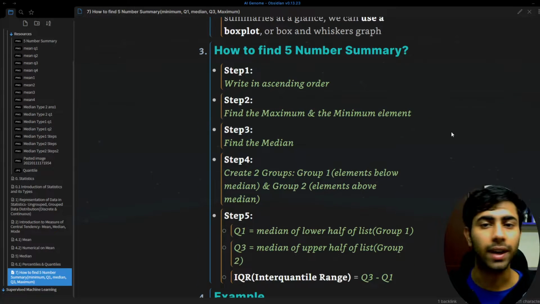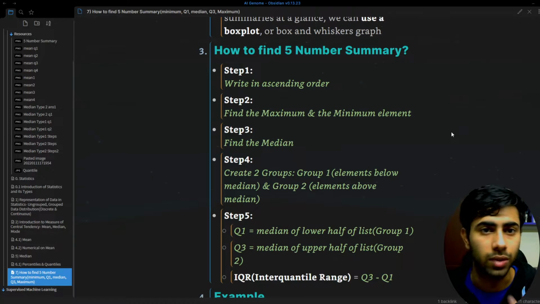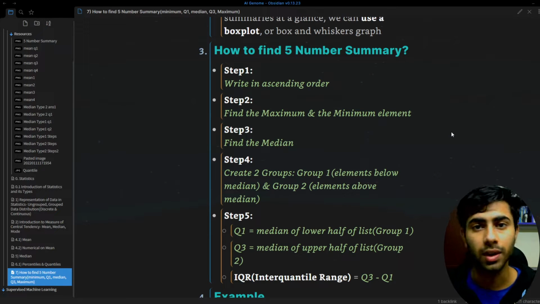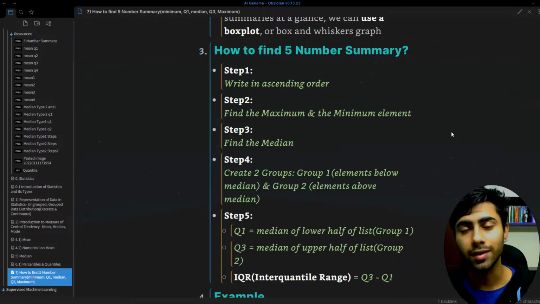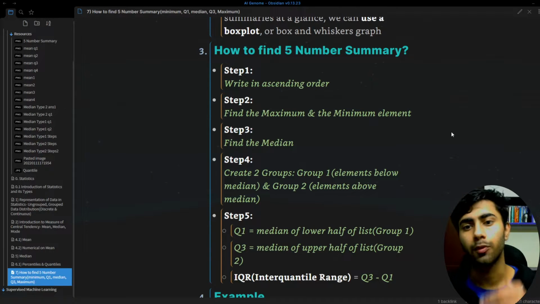So how do we find a five number summary? You have to simply follow a five-step process in order to do that. First of all, you have to sort all your elements in the ascending order. Then you have to find the maximum and the minimum element out of your sorted order. Then you have to find your median, and then you have to create two groups. The first group contains all the elements that are below your median, and the second group contains all the elements that are above your median.